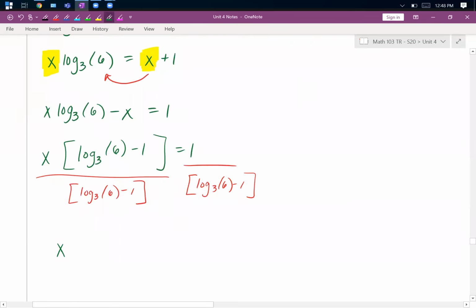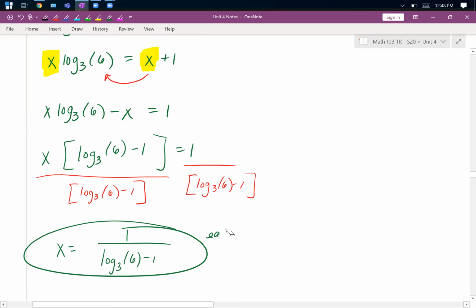And we get x to be equal to 1 over log base 3 of 6 minus 1. And that is our exact answer. So there's our exact answer. Questions at all?